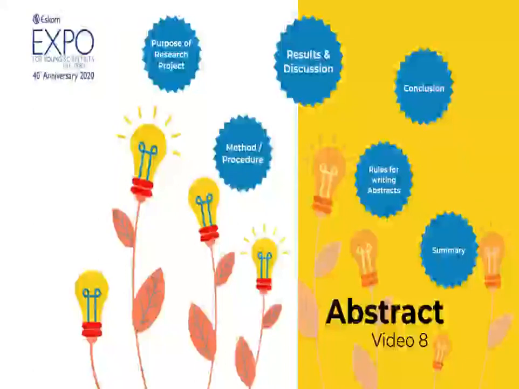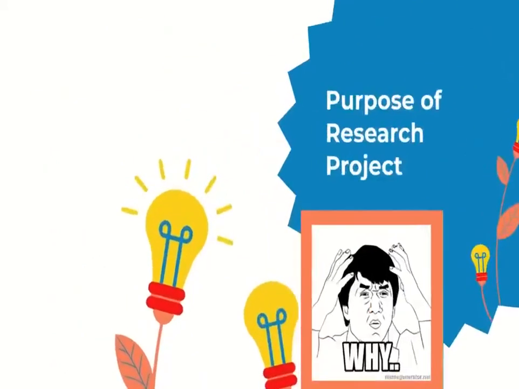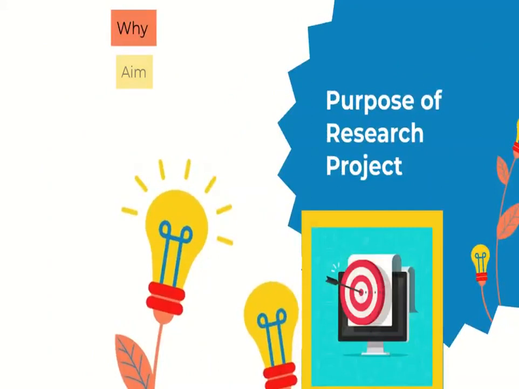Did you notice that the first 5 stages of your research make up the purpose of the research? So what is the purpose of a research project? Firstly, to inform the reader why you did the research project. We also call this the rationale for doing the research. Second, to state the aim of your research. That is what you hoped to achieve.